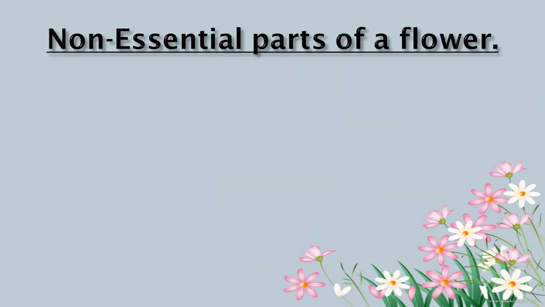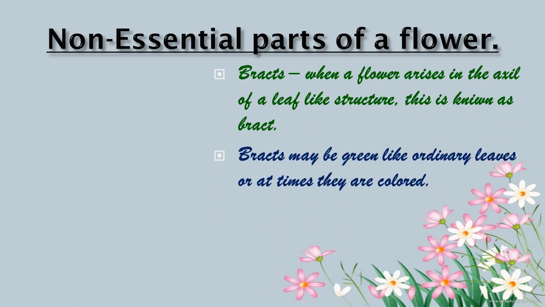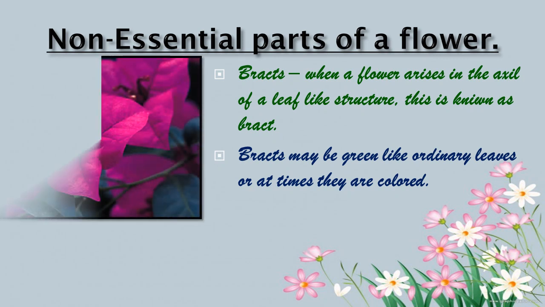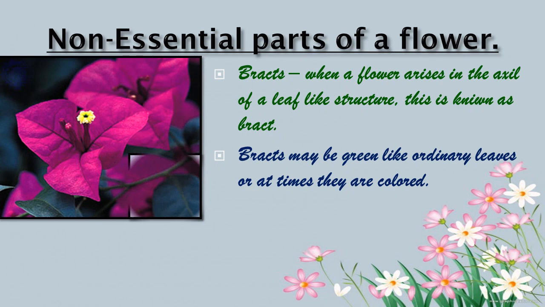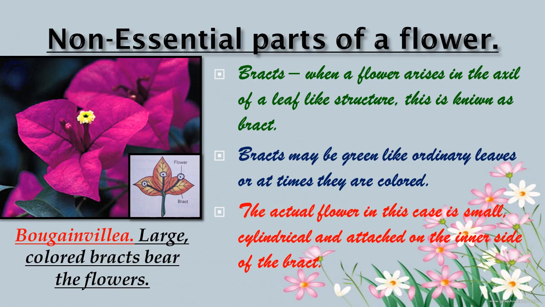Now the next non-essential parts of a flower are the bracts. So students, when a flower arises in the axil of a leaf-like structure, this structure is known as a bract. Bracts may be green like ordinary leaves, or at times they are colored. The example I have shown here is the large and colored bract of bougainvillea. In bougainvillea, the flower arises in the axil of a leaf-like structure, and it is easily mistaken for the petal. The actual flower in this case is small, somewhat cylindrical, and attached on the inner side of the bract. Here you can observe how the flower is present on the inner side of the bract.